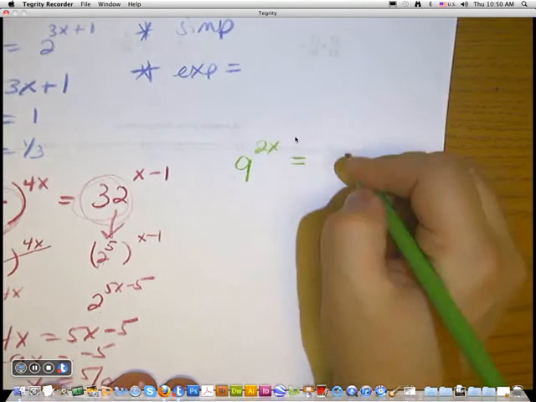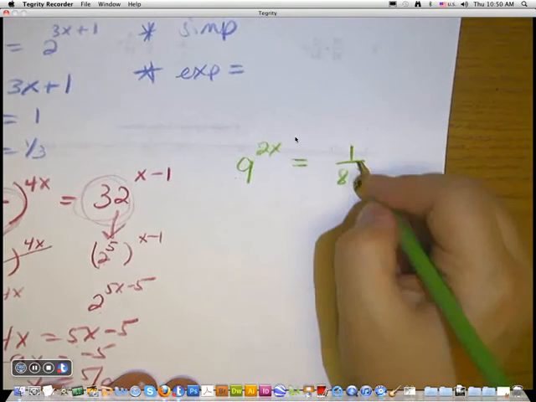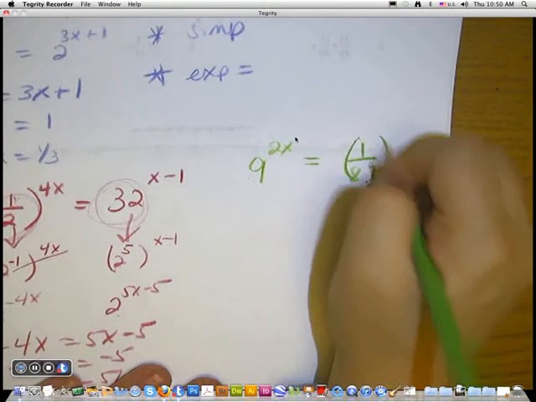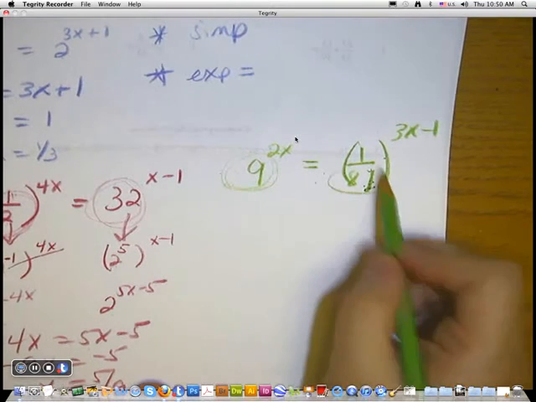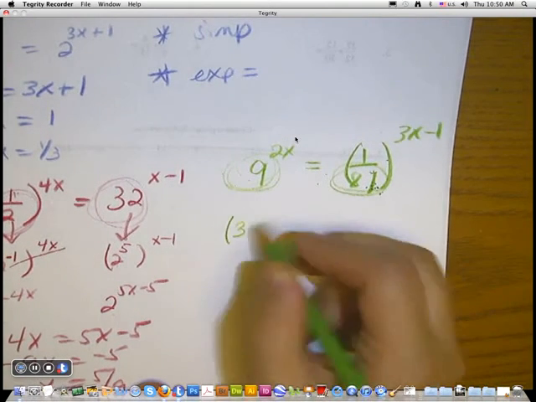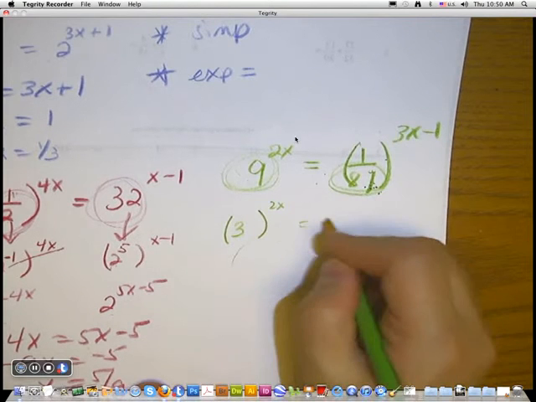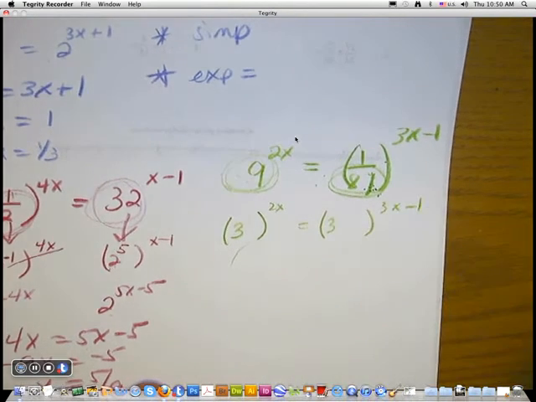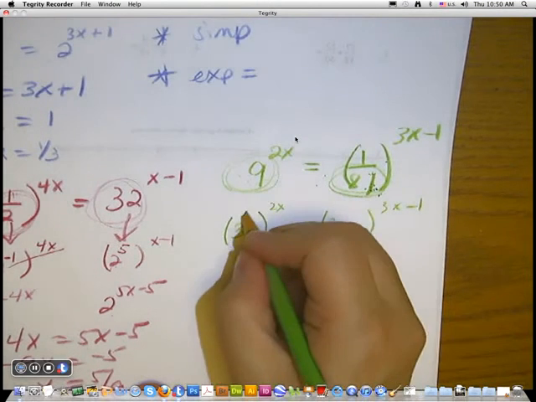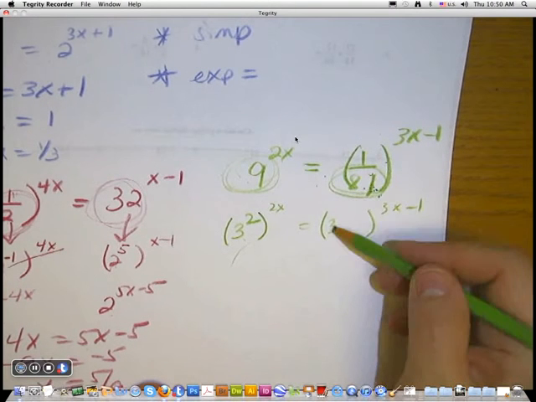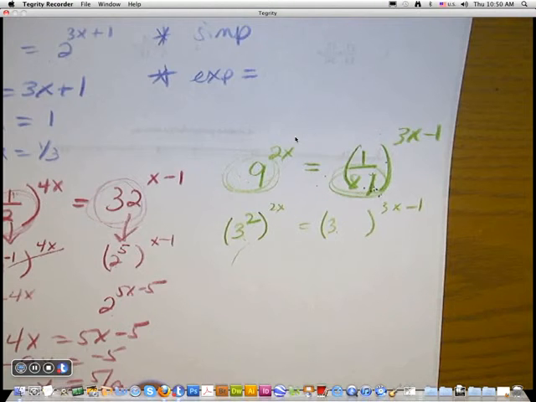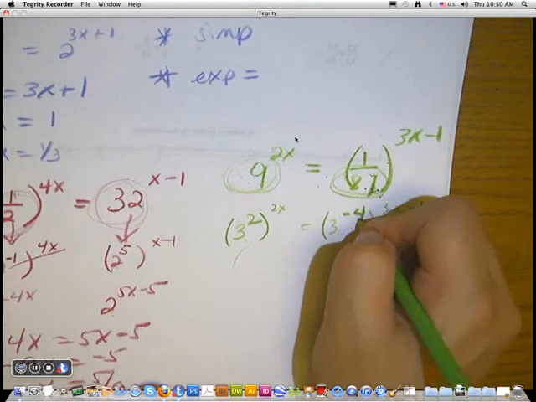9 to the 2x is 1 over 81 to the 3x minus 1. So we need to recognize 9 and 81 are made of 3s. How do I get 9 using a 3? I square it. How do I get 1 over 81 as a 3? It's to the -4.